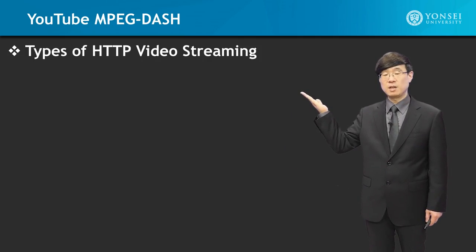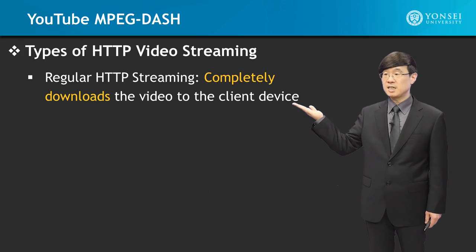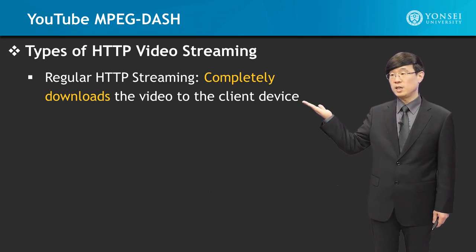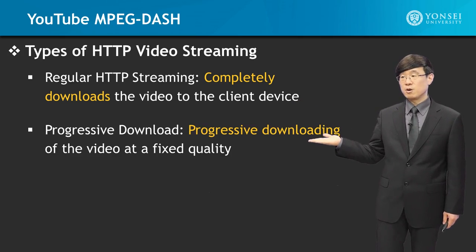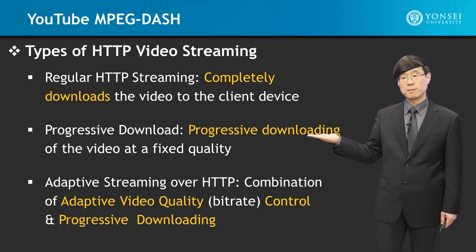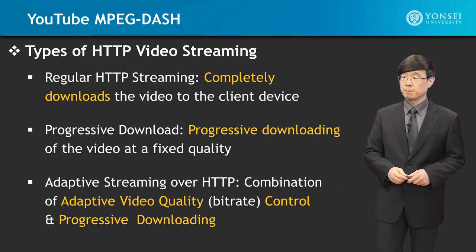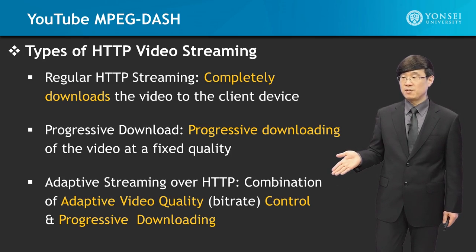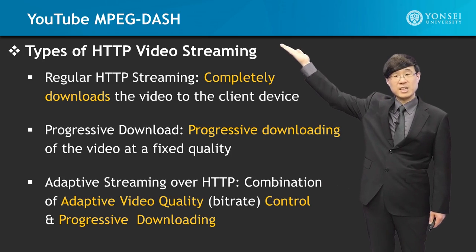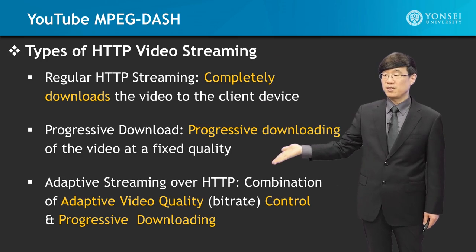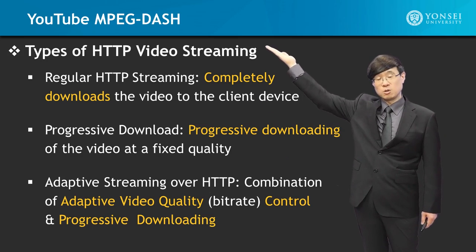Types of HTTP video streaming. There is the regular HTTP streaming, which completely downloads the video to the client device. Then there is progressive, which progressively downloads the video at a fixed quality. Then there's the adaptive one. This is the adaptive streaming over HTTP, where adaptive video quality, adaptive video rate control, and progressive downloading techniques are all used together. Typical techniques that support this are MPEG-DASH, which YouTube is using. So you can think of this right here as what is being used by YouTube.